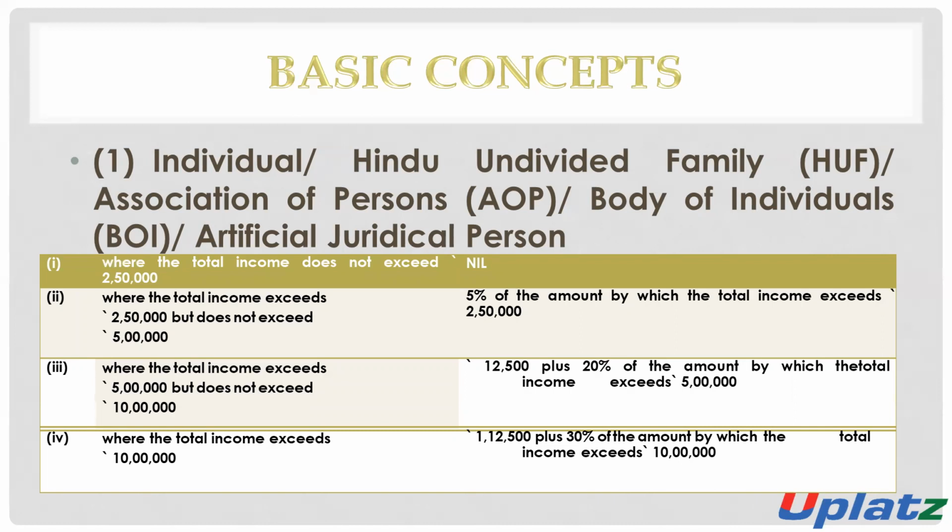Number one, an individual whose age is up to 60. The rates are as follows. Where the total income of the assessee does not exceed 2,50,000, the rate of tax will be nil. If there is any assessee whose income is up to 2,50,000, then his income will not be taxed, which means the tax rate will be zero. He is not required to make the payment of any tax.